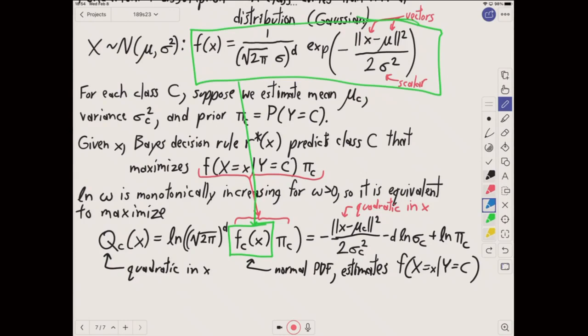One more thing I want to mention is that if you want to add an asymmetrical loss function to this, you can. The place where the loss function would go is here with the pi of c. So wherever you see a pi of c, you can replace it with pi of c times the loss function. Any questions about that so far?